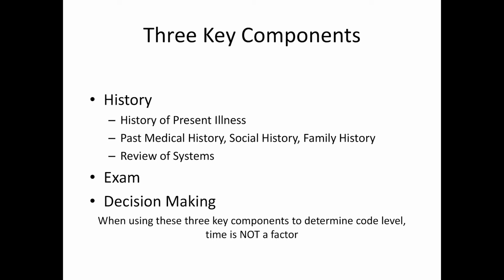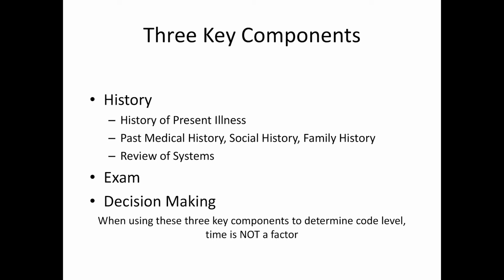If they are new or initial, you need to have met the requirements of all 3: history, exam, decision making. If you look at the established codes, you see in parentheses 2 out of 3, which means you need to have met the thresholds for 2 out of the 3 key elements. So you can have history and exam without the decision making, or history and decision making without having met the exam threshold if they're established. So new or initial, you need all 3 straight across the whole thing. If they are established, you only need 2 out of the 3.